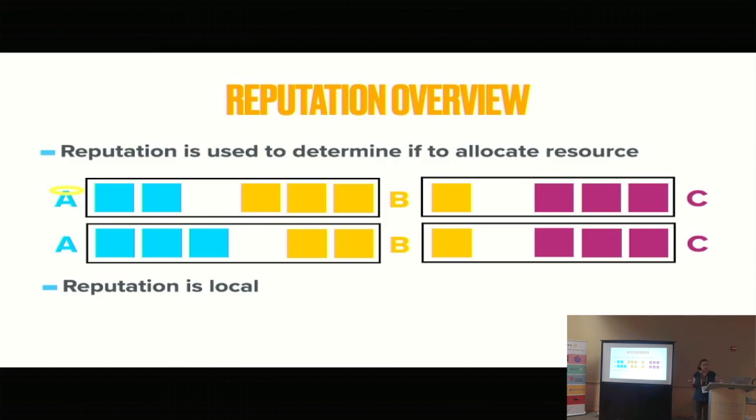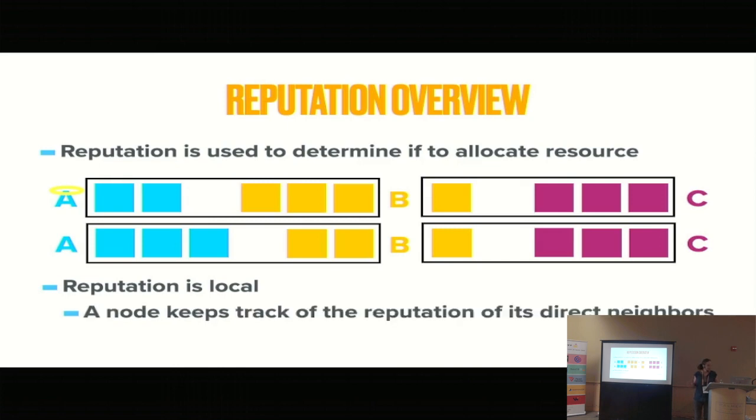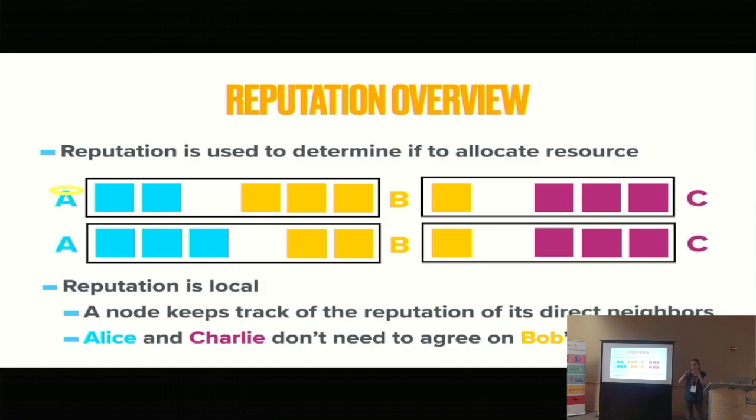Again, reputation is local. Bob has only an opinion about Alice and Charlie. Charlie, for example, doesn't have any ideas about Alice, doesn't assign any reputation or anything like that. So we only keep track of our direct neighbors because these are the interactions that we're having. And also we don't have to agree, okay? So Charlie has some idea about Bob, gives him some reputation, so does Alice. These could be two very different reputations depending on their very different experiences with Bob, okay? So our reputation is very, very local and helps us manage things.